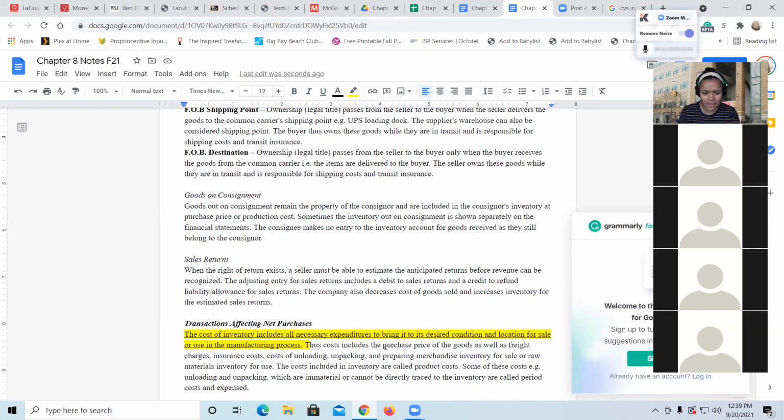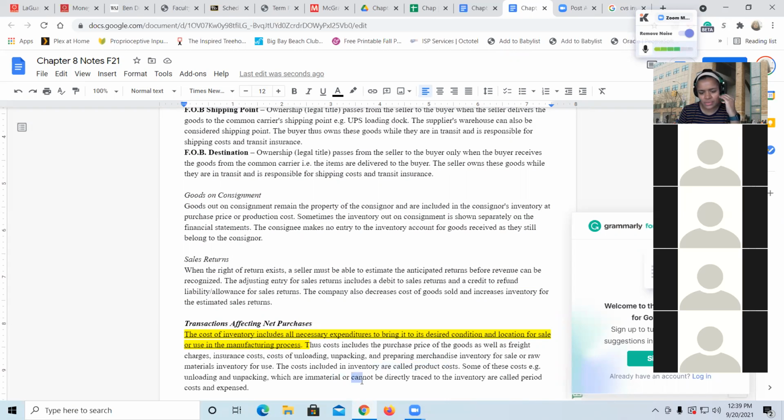You are allowed to include insurance costs during transit, not insurance of your building or something. You're allowed to include any transportation costs or freight costs, and if there's a cost of unloading or unpacking, preparing it for sale, preparing the raw materials for use. These are all part of the product costs of the inventory, they all count.